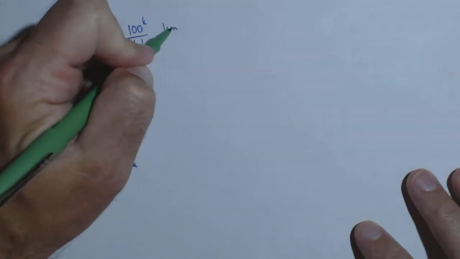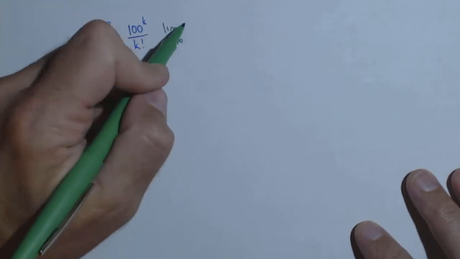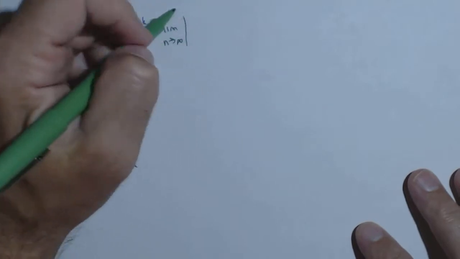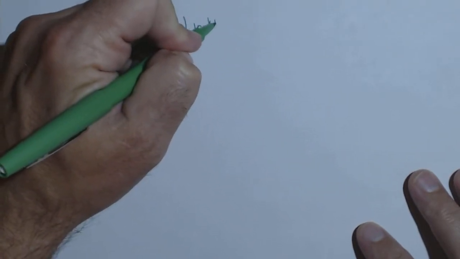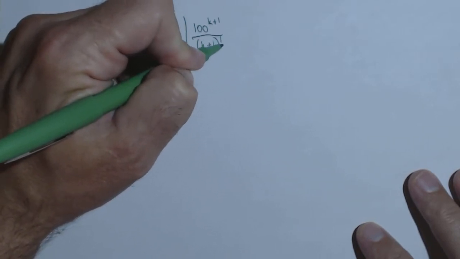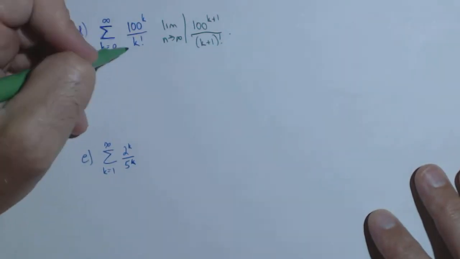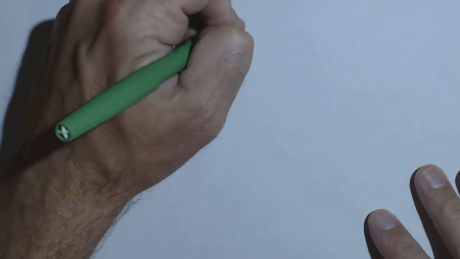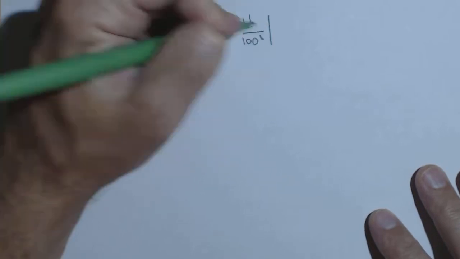test. So the ratio test, we get the limit as n goes to infinity. You can use the absolute value, but it turns out this is going to be positive anyways. And it's going to be a sub n plus 1, so 100 to the k plus 1 over k plus 1 factorial times the inverse, or 1 over a sub k. So k factorial over 100 to the k.